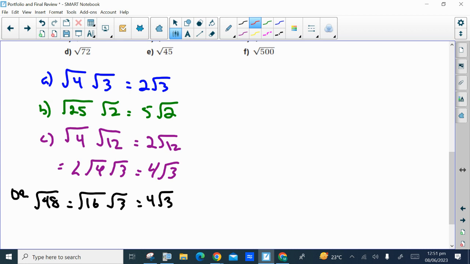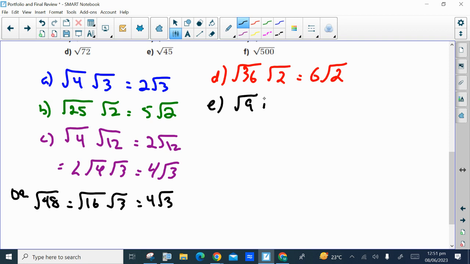All right, question D, root 72. There's a couple different perfect squares that you can use, but the largest one would be root 36. 36 times 2 is 72, and the square root of 36 is 6. So it's 6 root 2 as the final answer. Question E, root 45. Only one option there, and that would be root 9 root 5. You need to find two numbers that multiply to get 45. One of them has to be a perfect square. So 3 root 5 is the final answer.